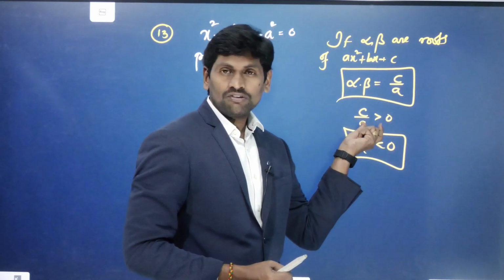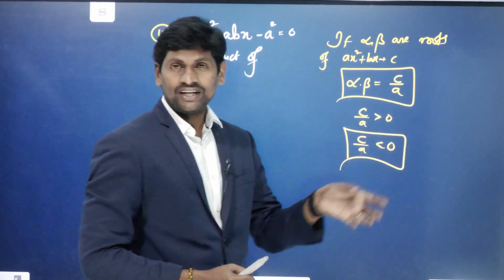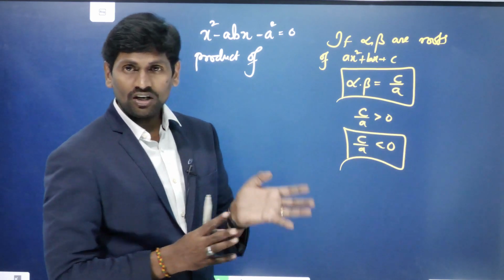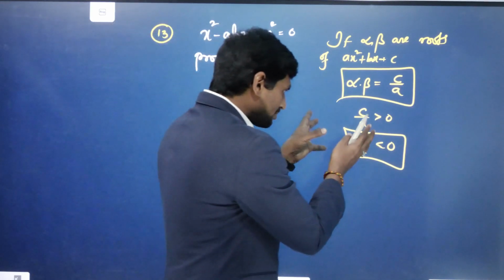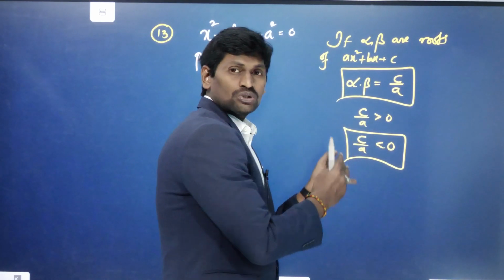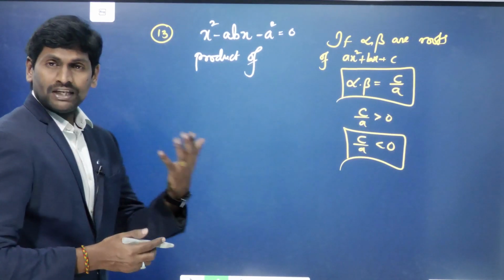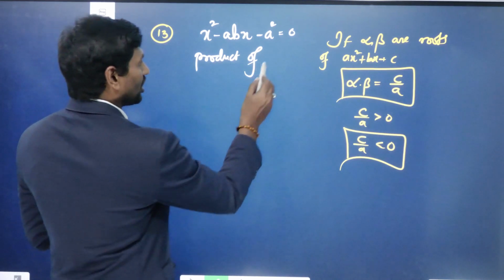If c by a, the product of roots, is greater than 0, we can decide both have the same sign. That means both are either positive or negative. But while you are observing here, one is positive and the other will be negative. If one is negative, the other will be positive. Let us identify the product of roots.